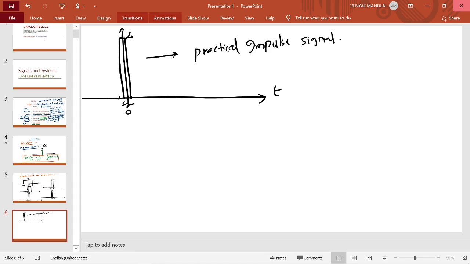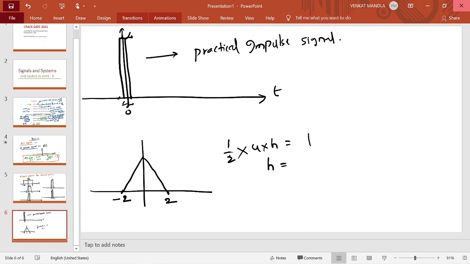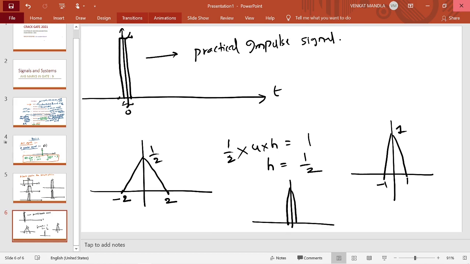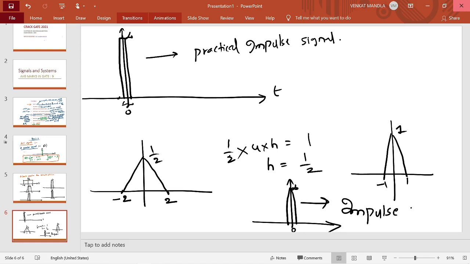So you can not only generate this impulse signal from a rectangular pulse, you can also generate it from a triangular pulse. This is the triangular pulse. Suppose minus 2 to plus 2, you want to keep the area 1, which is half of base times height. So the base is 4 and the area should be 1, so H equals 1/2. Similarly, you decrease this width, minus 1 to plus 1, then you will get 1, and so on. You decrease this width up to 0, then this will go to infinity. So this is the practically generated impulse. You can also generate this impulse signal from a triangular pulse, and also from a sinc pulse. I will discuss this sinc pulse later.